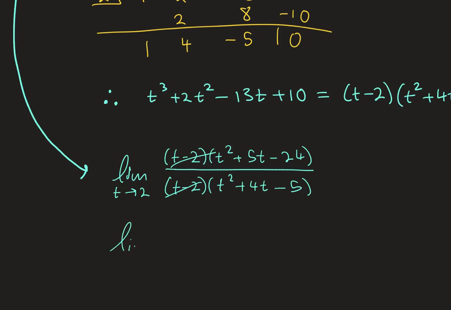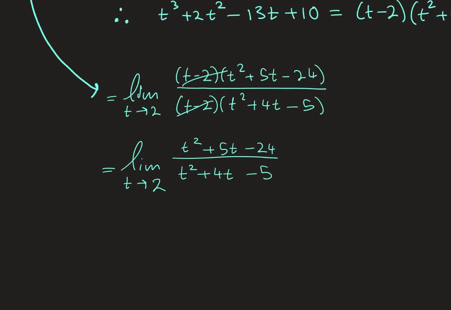And what I get is that the limit as t approaches 2, use your verbs, of t squared plus 5t minus 24, all divided by t squared plus 4t minus 5. And now, hopefully, I can plug in the limit. This is going to be 4. This is going to be 8. Yeah, we're far away from 5. So this is the same thing as 4 plus 10 minus 24, all divided by 4 plus 8 minus 5, simply plugging 2 in for t.